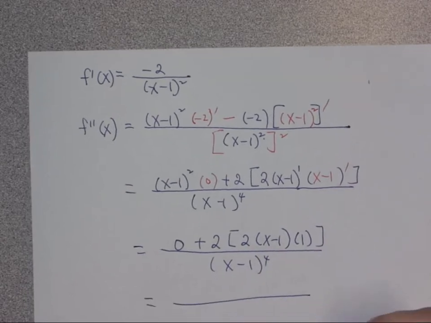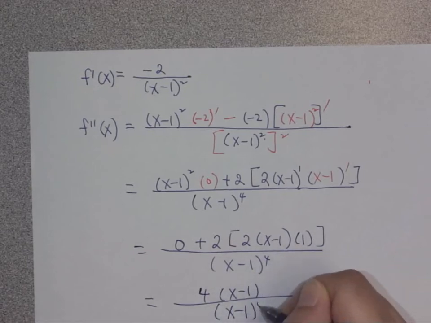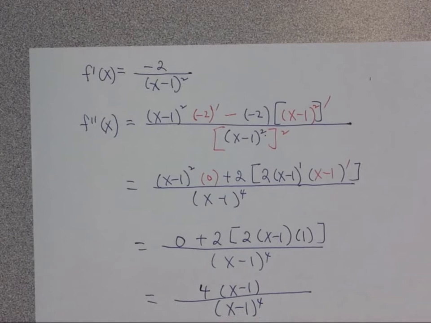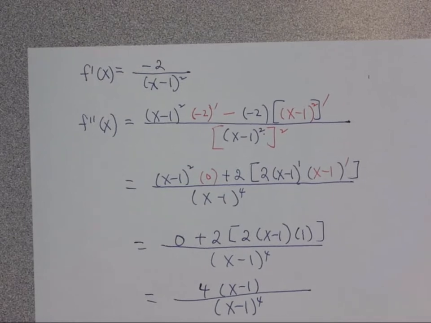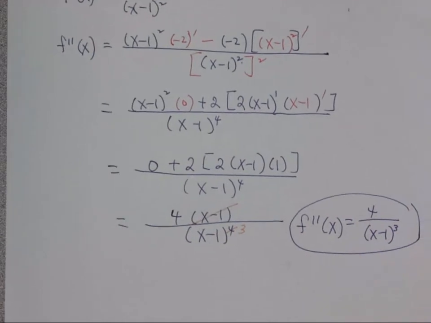I have 2 times 2 is a 4. X minus 1, x minus 1 to the 4th power. It looks like I can reduce, right? So I can reduce one of these, and then this becomes 3. So f double prime of x will be 4 on top, x minus 1 to the 3rd power at the bottom. So this is the second derivative.